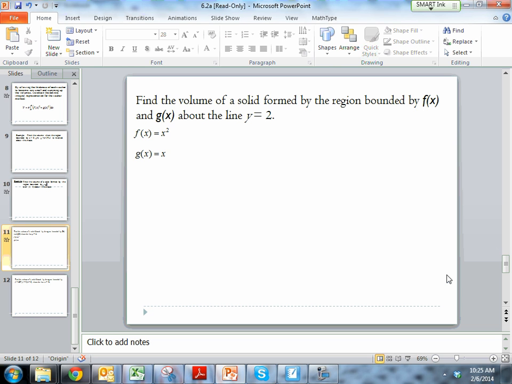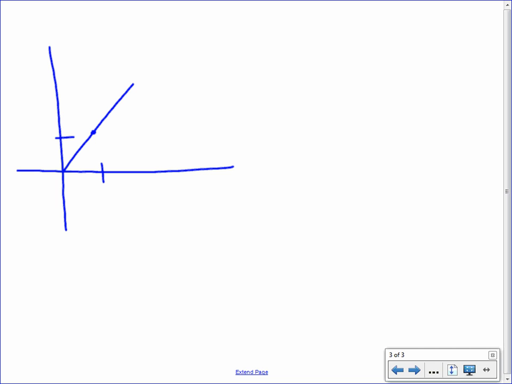Okay, first thing we have to do is draw a beautiful picture. Okay, so we have the line y equals x, and then we have the parabola y equals x squared. Everyone agree with my picture? Okay, so we're going to rotate this teardrop looking area around y equals 2.